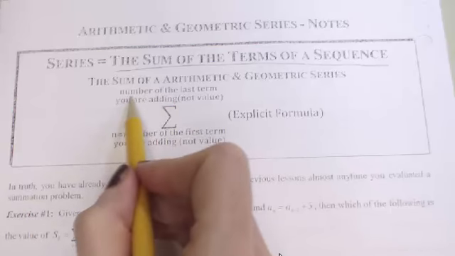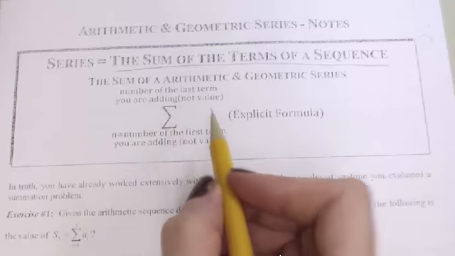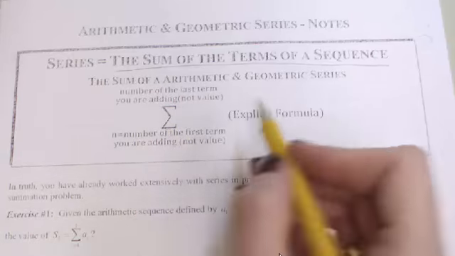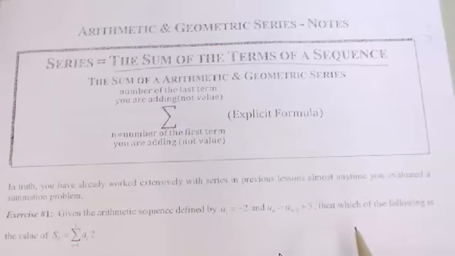Then the term up here is going to be the last term, making sure that you're stating what position it is, not the actual value. And then here we're going to put our explicit formula that we've already worked with.